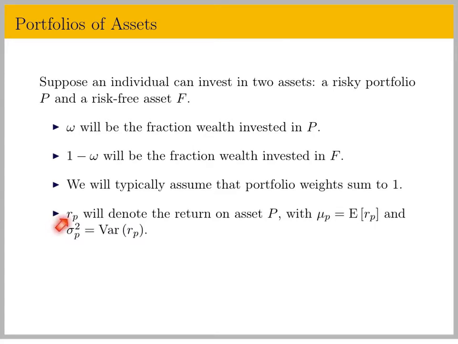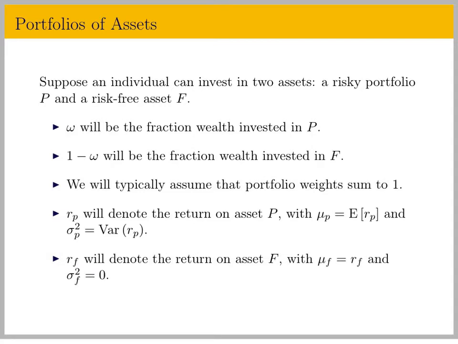Now, R sub P will denote the return to the risky portfolio P, and mu sub P is going to be the expected return, and sigma squared sub P is going to be the variance of the return. Likewise, R sub F is going to denote the return to the risk-free asset. Mu sub F is equal to the expected return, which is also just the return to the risk-free. So mu sub F is R sub F, and that's because sigma sub F is equal to 0.